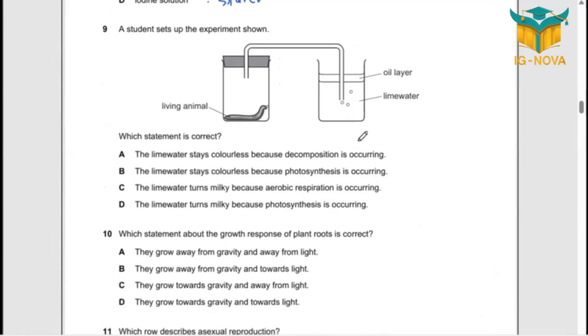Question 9, living animal. Living animal, so photosynthesis here is a little bit childish, so options A or C. The lime water remains or stays colorless: this is a mistake, because this living organism will respire, releasing carbon dioxide. So it will turn milky because of aerobic respiration by the end.